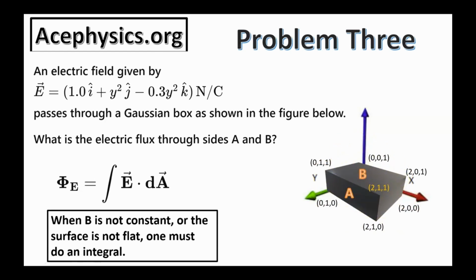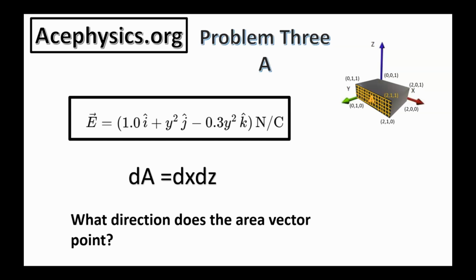Flux is found using the dot product of the field and the area vector. If the field or area change across the surface, an integral is needed. Part A of this problem wants us to calculate the flux through face A of this box. We break the surface into many small patches. For each patch, we multiply its area by the amount of field that pierces through it, and then sum up all the contributions to give the total flux.